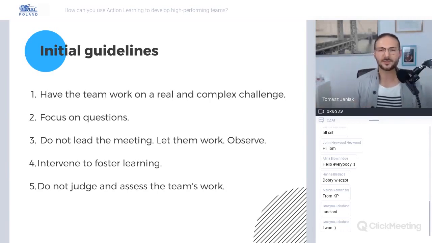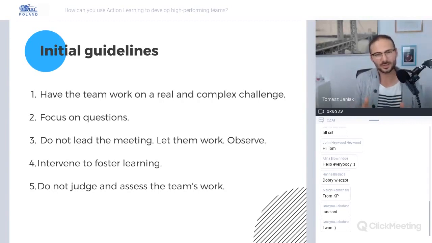And then number five, which is very important, which you probably know, it's important in the trainer's work, facilitator's work, coach's work: do not judge. Do not assess the work of the team. Let them work. Sometimes the group will be very high performing. Sometimes they will be low performing. But they always work as best as they can, even if it's a disaster. They always do their best.